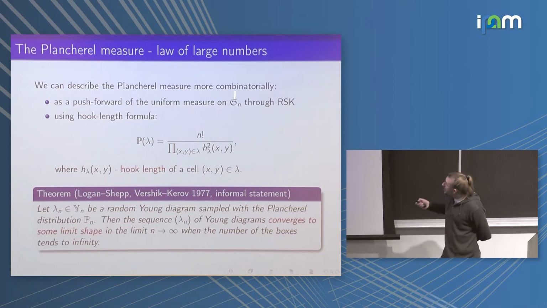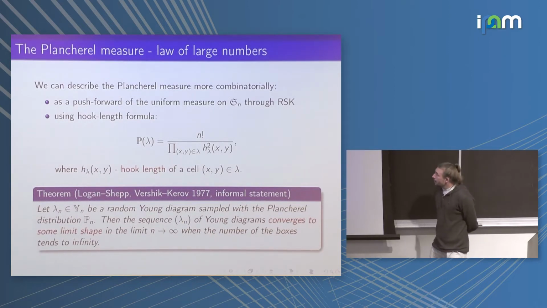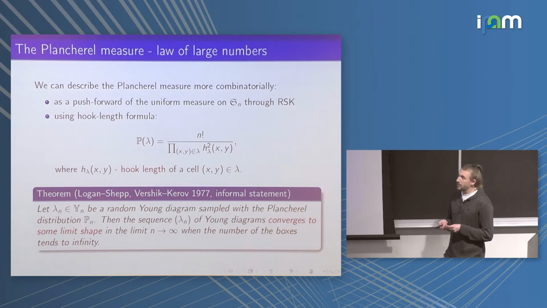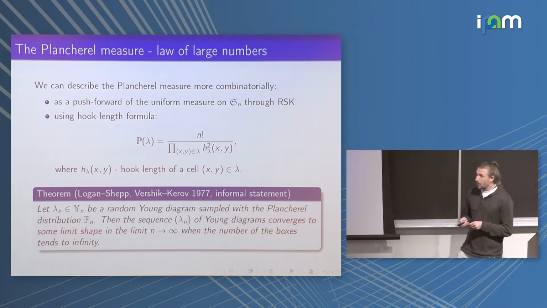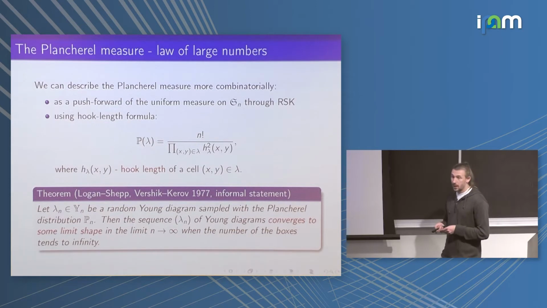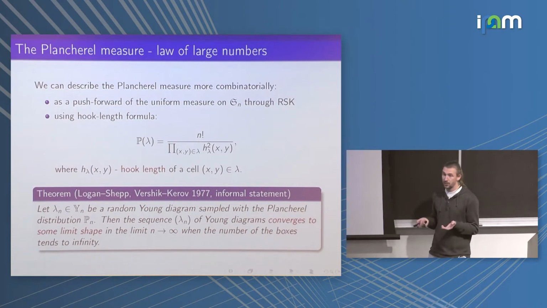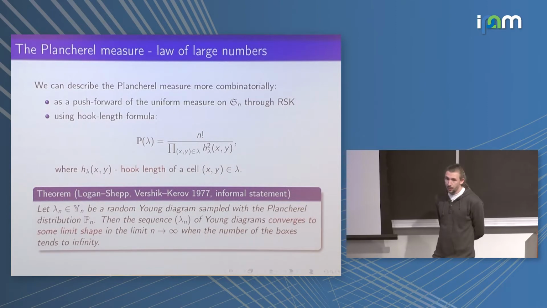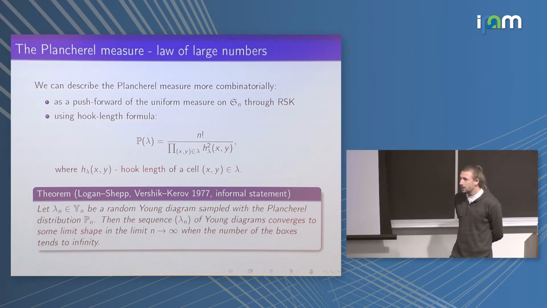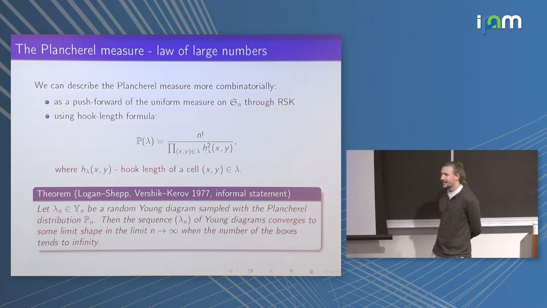So let me tell you a little bit more about the Plancherel measure. You already saw something about it. You can also obtain the Plancherel measure as a push forward of the RSK algorithm. I quickly remind you that the RSK algorithm is a bijection between permutations and a pair of two standard Young tableaux of the same shape. If you take a push forward of the uniform measure on the permutation group through RSK, you obtain a probability measure on the set of Young diagrams, and this is exactly the Plancherel measure.